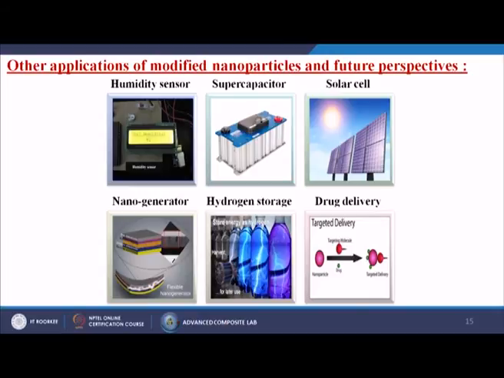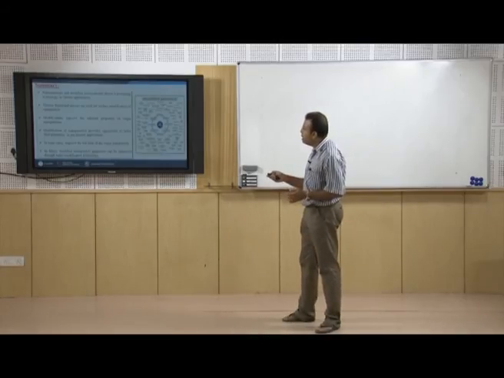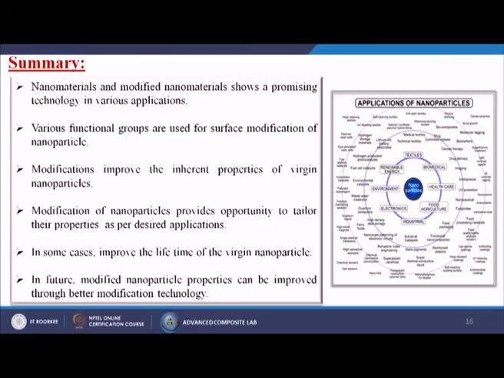So, in summary, I can tell you that nanomaterials and modified nanomaterials show a promising technology in various applications. Various functional groups are used for surface modification of nanoparticles. Modification improves the inherent properties of virgin nanoparticles. Modification of nanoparticles provides the opportunity to tailor their properties as per desired applications. In some cases, it improves the lifetime of virgin nanoparticles. In future, modified nanoparticle properties can be improved through better modification technology.